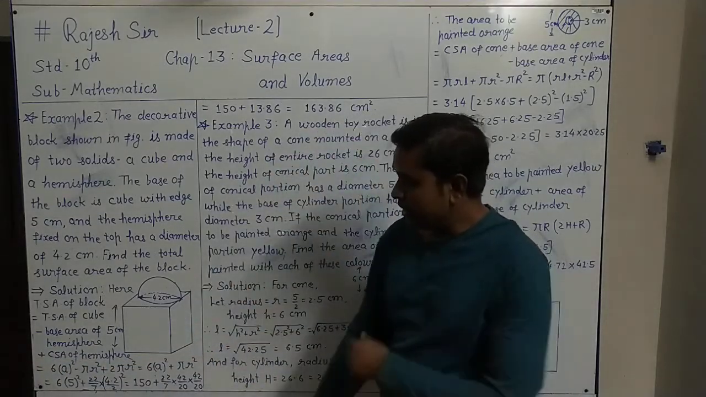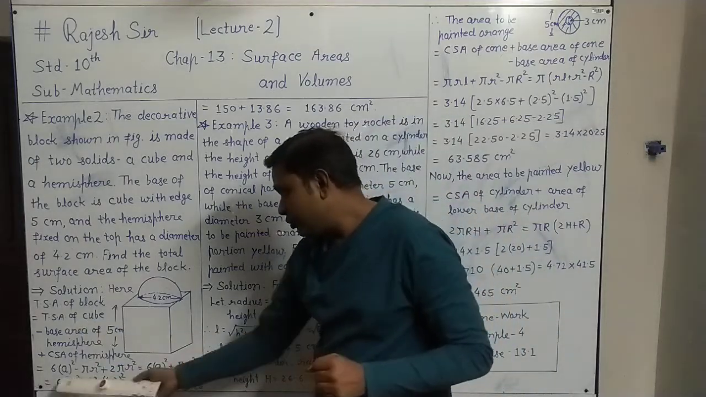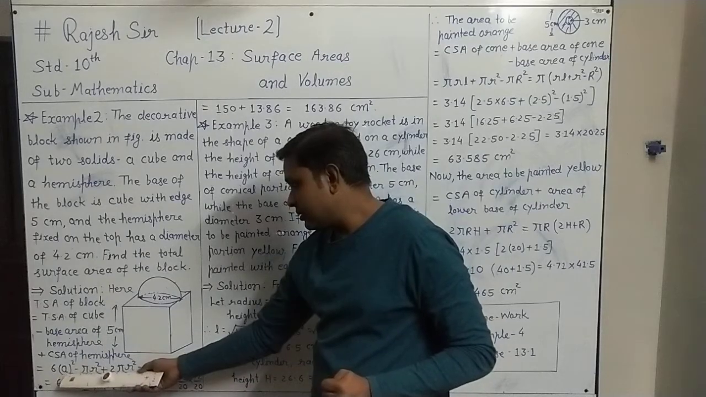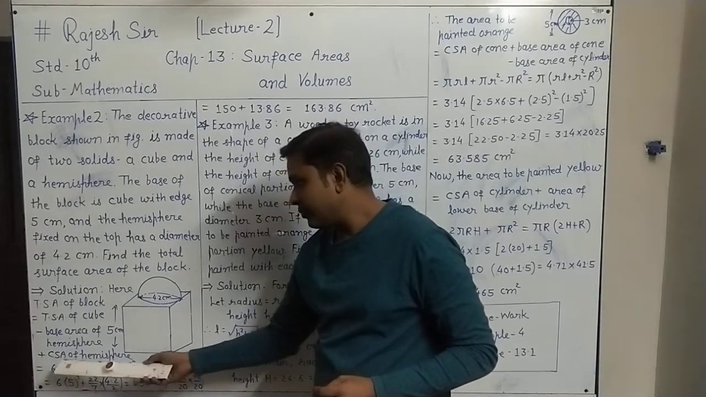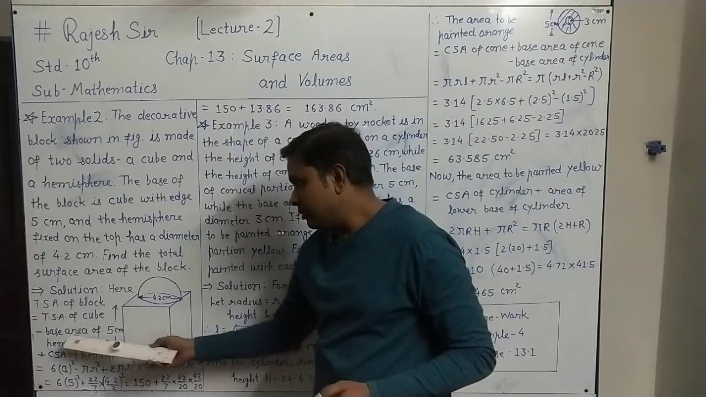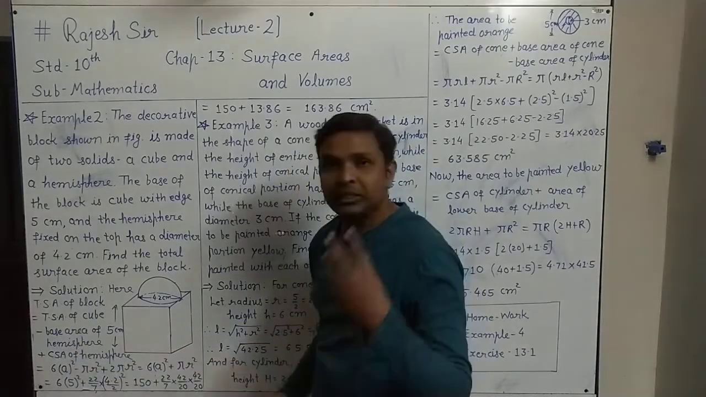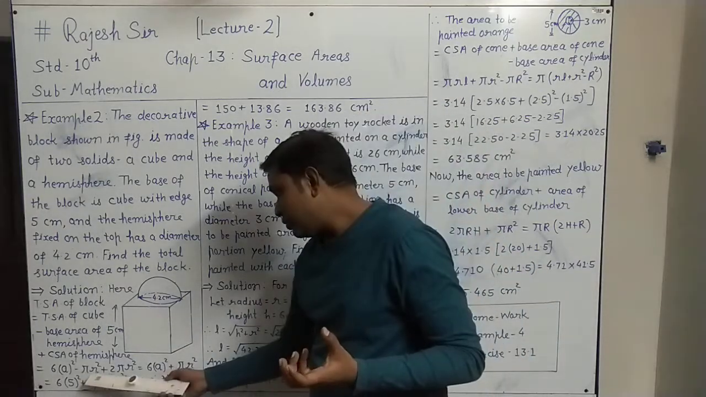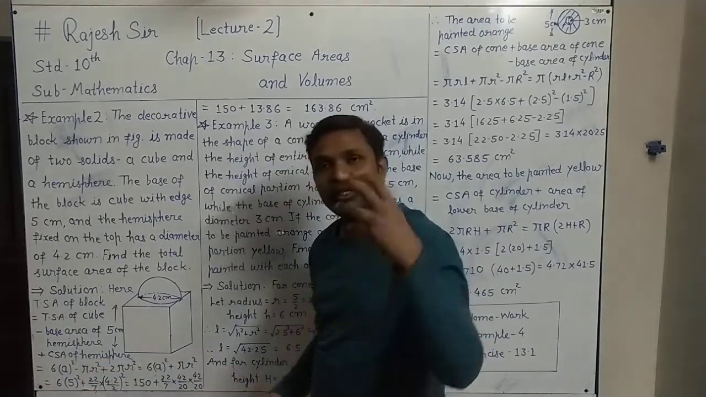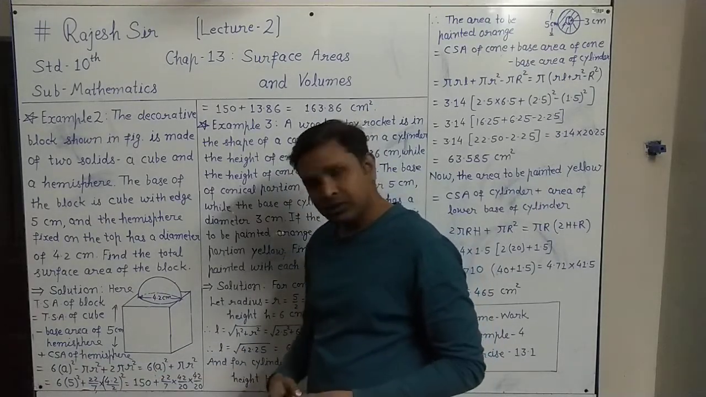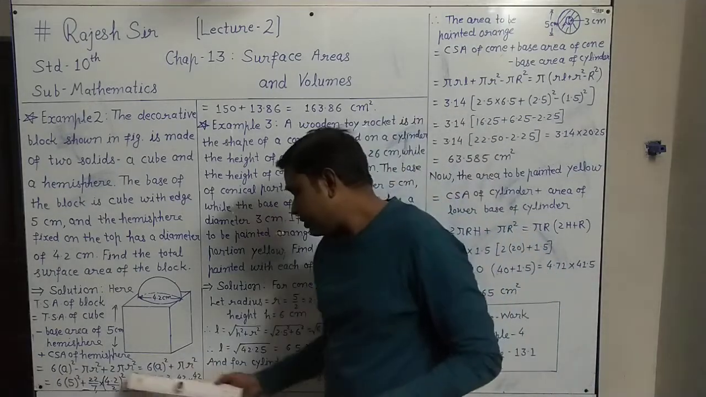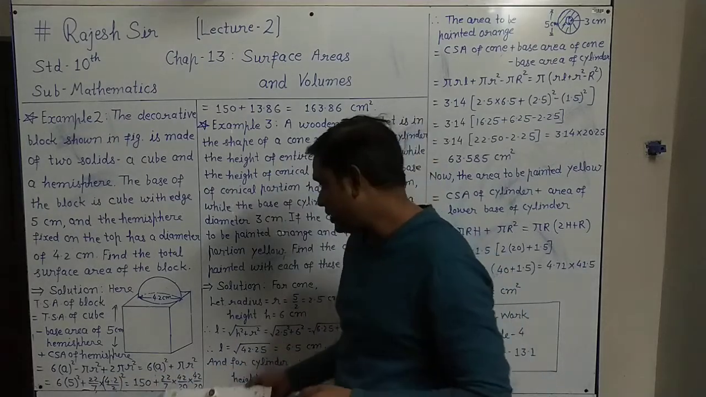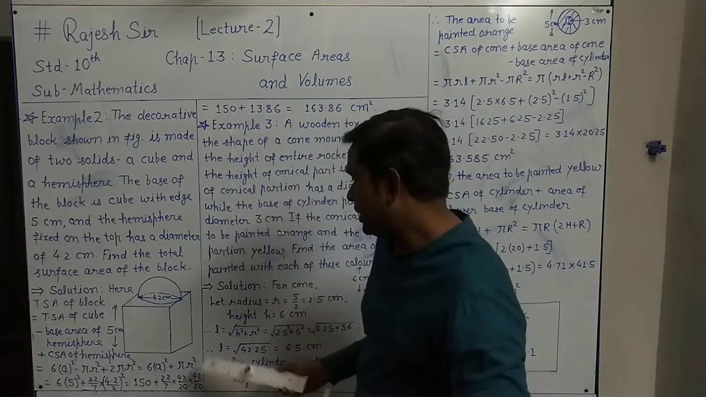Now place all the formulas related to this. So TSA of cube, you know, 6 into side square. So side edge is a, let's consider. So 6 a square minus base area of hemisphere. The base of the hemisphere you know is circular, so it is pi r square, plus CSA of hemisphere, the formula is 2 pi r square, that we have written. Now 6a square as it is, minus pi r square plus 2 pi r square, which will give plus pi r square. Then place the values.